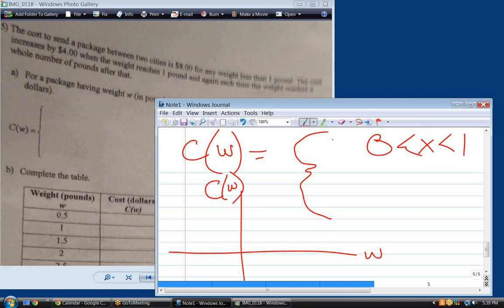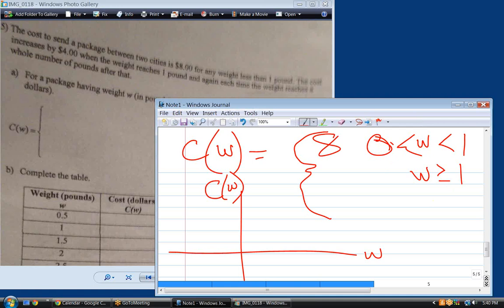It'd be $8. That's where that goes right there, is 8. So my cost is 8 as long as W, not x, is between 0 and 1. Well, the next interval is going to be what? In my domain, if my first interval was from 0 to 1, what's my next interval? You could do 1 to 2. Well, or greater than or equal to 1. That covers all weights. Notice that these two domains go from 0 to infinity.